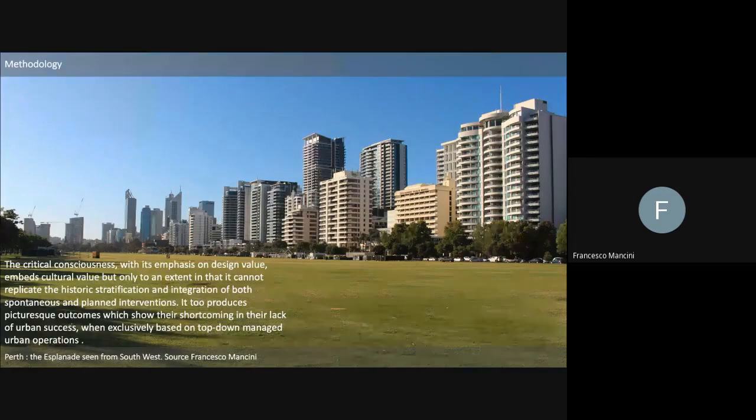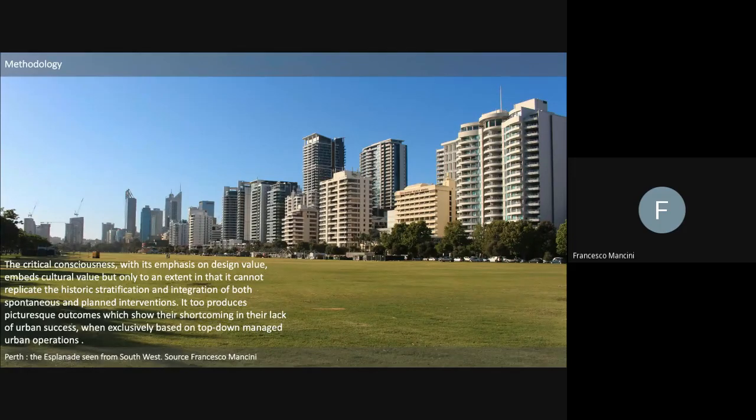On the other side, after discussing what is the spontaneous consciousness that in the past has contributed to generate the city, the critical consciousness, which we have identified as a design approach, a heavily controlled design approach that ended up being based on aesthetic values most of the times. Aesthetic values, once again, detached from those values generated by a different process of city making.